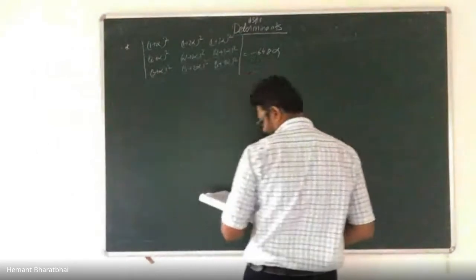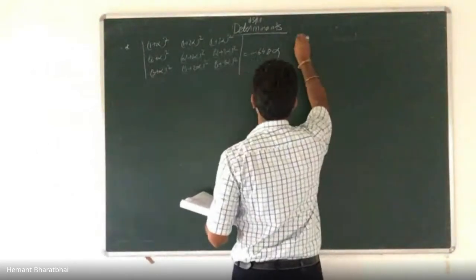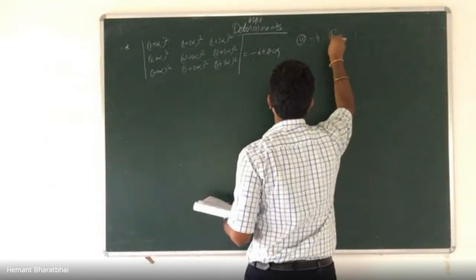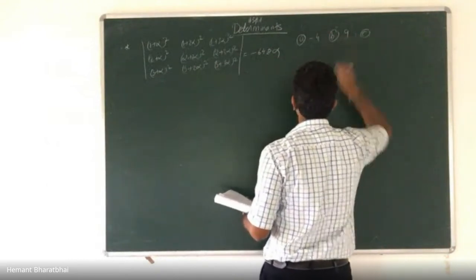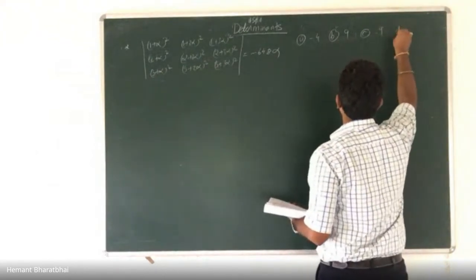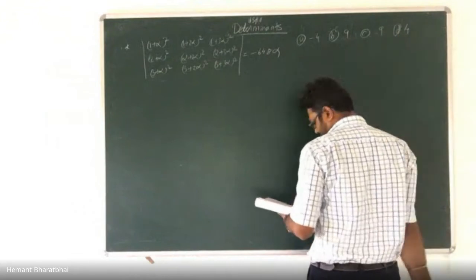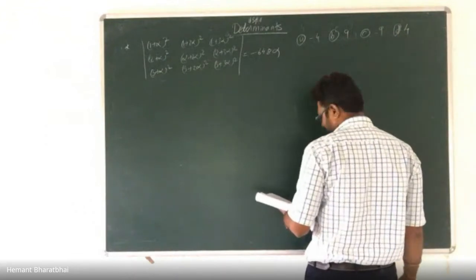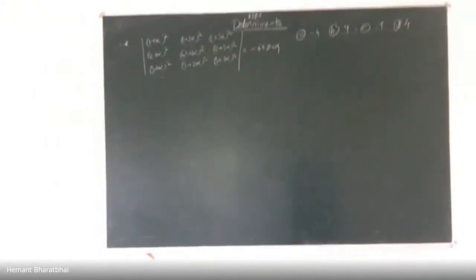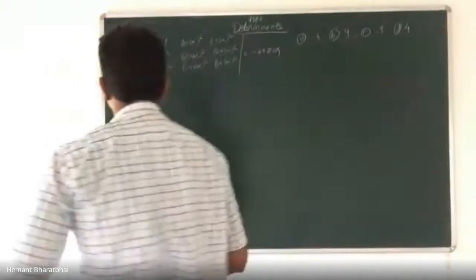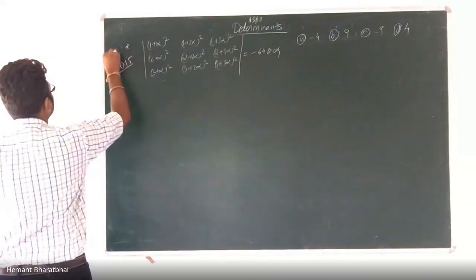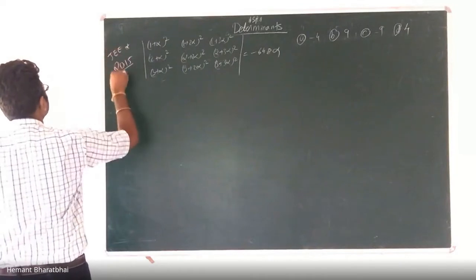The options are A is equal to minus 4, B is equal to 9, C is equal to minus 9, D is equal to plus 4. This has come in JEE Advanced 2015.